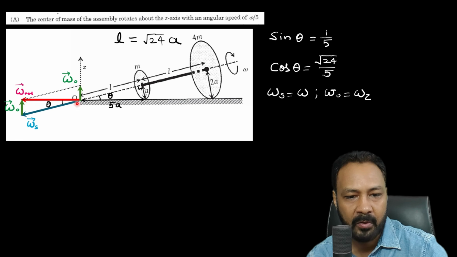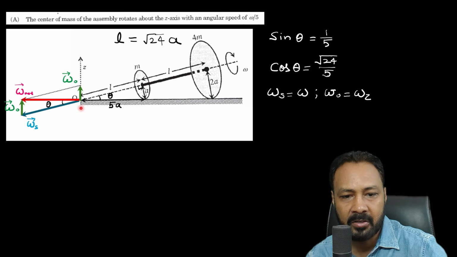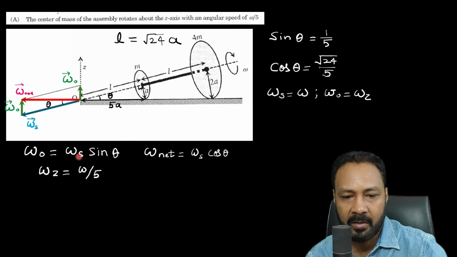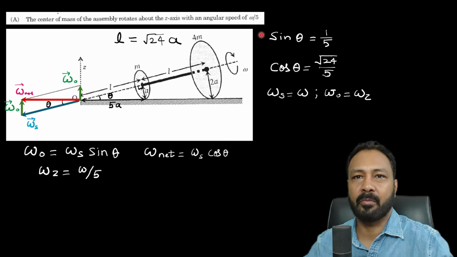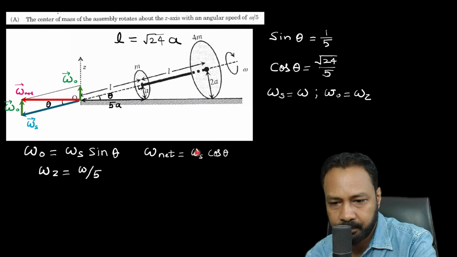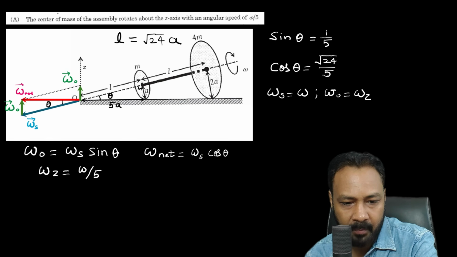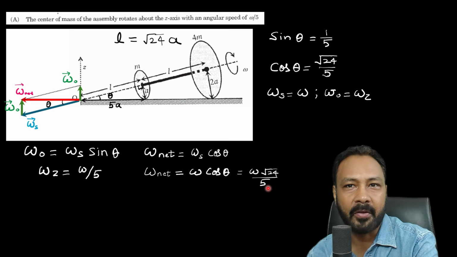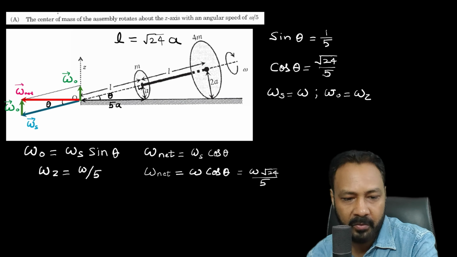So omega sin theta, because net omega is here, so along this direction all the components should vanish. So this omega sin theta will be equal to omega naught or omega z. So omega naught is equal to omega sin theta, and basically this component of omega s is the omega net only. So omega net is omega cos theta, and omega s was omega, and sin theta is 1 by 5. So omega z is omega by 5, and that is the only correct option, which we got immediately. And we'll use omega net later. So omega net is basically omega s cos theta. So omega cos theta, and cos theta is root 24 by 5, so that is omega root 24 by 5. All right, so the first part is done, dusted immediately, very easily.